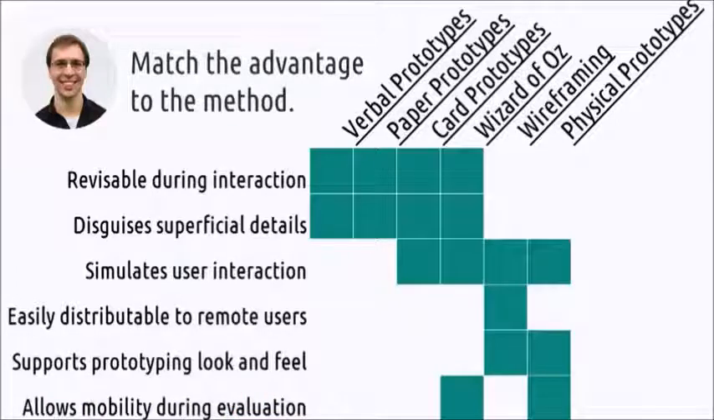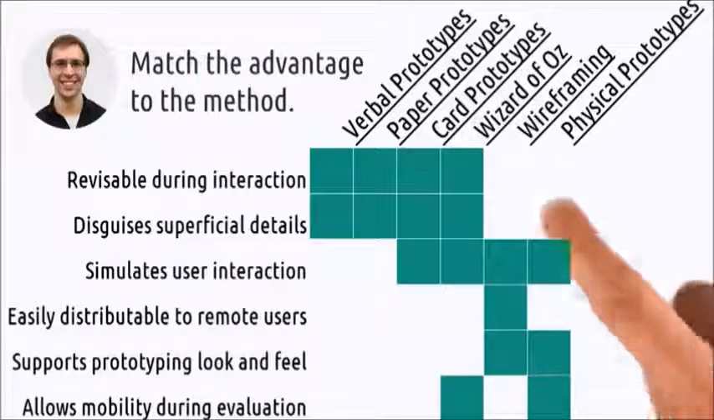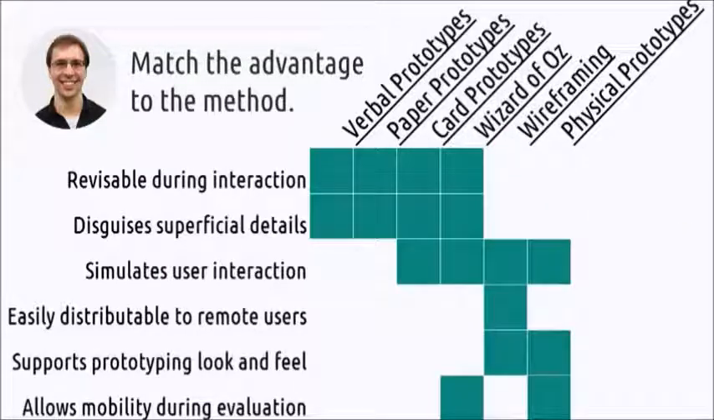And as computers become more ubiquitous and users are moving around while interacting with interfaces more and more, allowing mobility is really valuable. Wizard of Oz, since we're just calling things out to the user, let them move around, and same with physical prototypes. We can actually hand them to a user and have them physically interact the way they would with the actual interface.